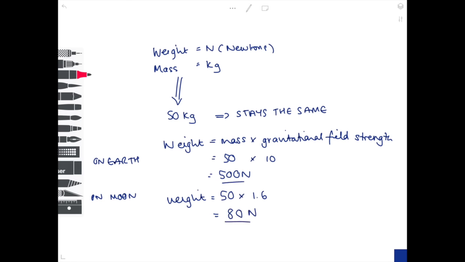Your weight has drastically decreased on the Moon, whereas your mass has stayed the same. So although in everyday life we talk about how much we weigh, we say 50 kilograms, remember that's inaccurate and that we're actually discussing our mass. And as long as you can use this equation, weight equals mass times gravitational field strength, you'll have no problems.